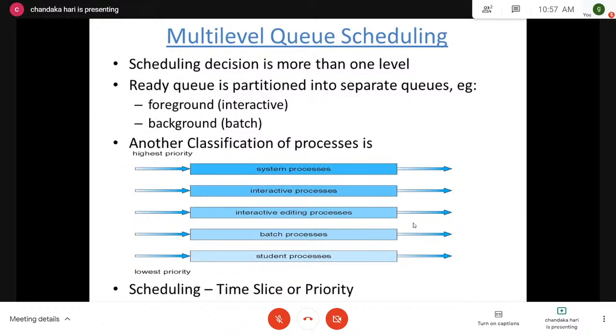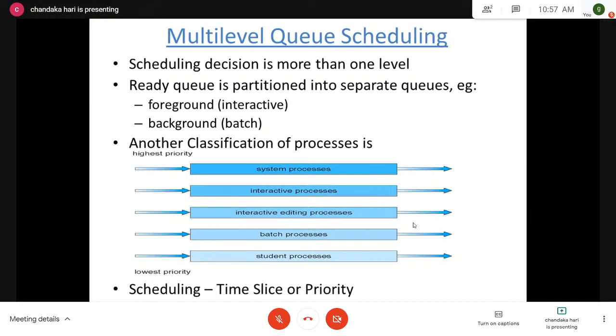Again, after completion of this, you come back to the interactive process. After completion of this, again you go into the interactive editing process. While executing this process, in case any jobs enter these two queues, the CPU immediately stops the interactive editing process and goes to these two queues.